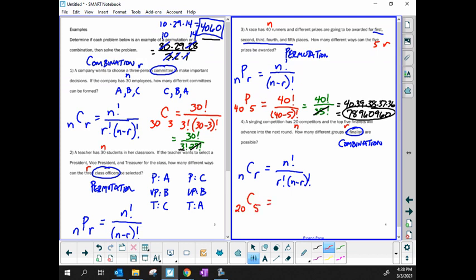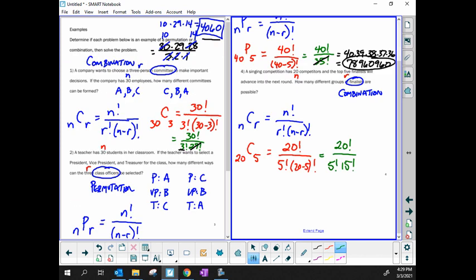So I replace all of my n's with 20. So n factorial on top becomes 20 factorial over, I replace all my r's with 5, so that r factorial becomes 5 factorial. And then instead of n minus r, it's 20 minus 5 factorial. We subtract on the bottom. 20 minus 5 is really 15 factorial. So this is 20 factorial divided by 5 factorial times 15 factorial.